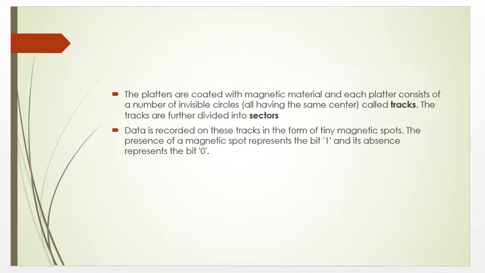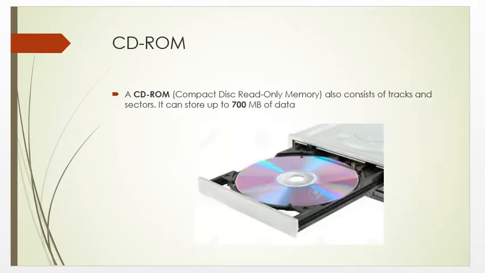The platters are coated with magnetic material, and each platter consists of a number of invisible circles, all having the same center, called tracks. The tracks are further divided into sectors. Data is recorded on these tracks in the form of tiny magnetic spots. The presence of a magnetic spot represents the bit 1 and its absence represents the 0. In our previous lessons, we have already discussed that computer can store data in the form of binary digits 1 and 0. So if data is stored somewhere, it will represent 1, and the absence of that spot will represent 0.